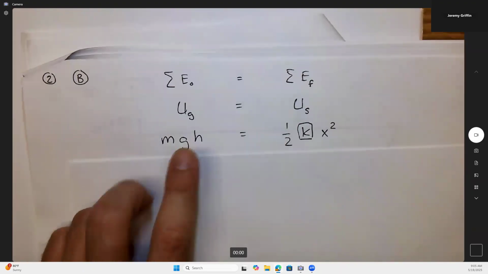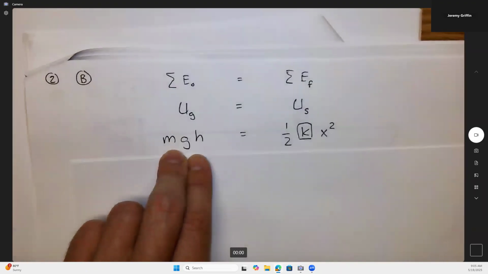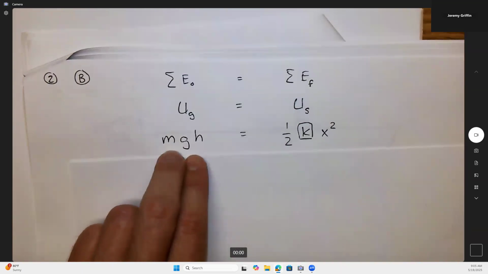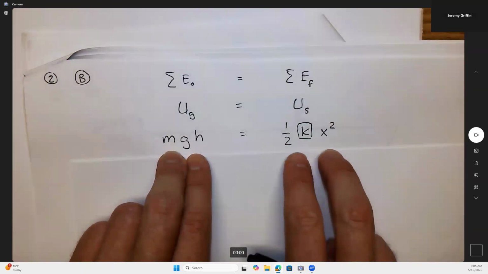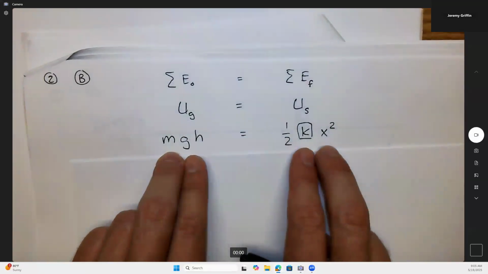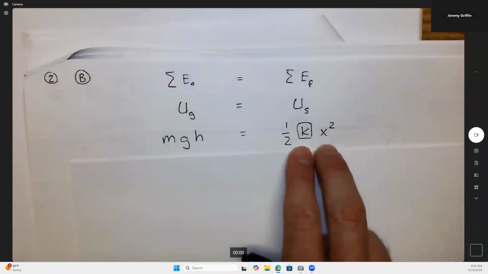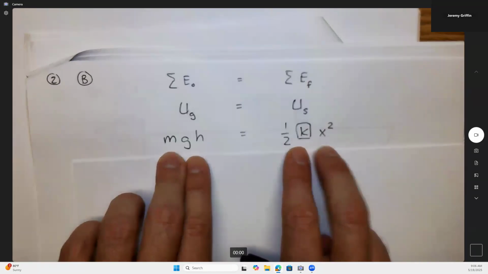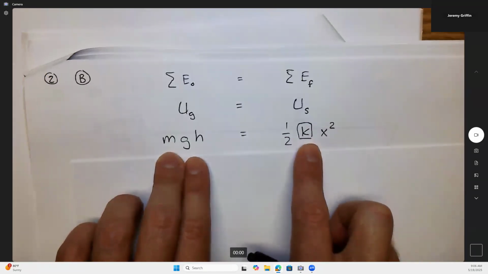So it starts off with all gravitational potential at the top. It's not in motion yet. The spring's not compressed, so it's all mgh. And where the spring is maximum compressed, all the energy would be in the spring at that moment. The block's not moving, so there's no kinetic, and it's also at its lowest height, so there's no more mgh. And they want you to solve for K in terms of all this stuff.